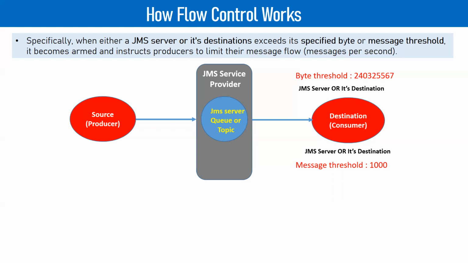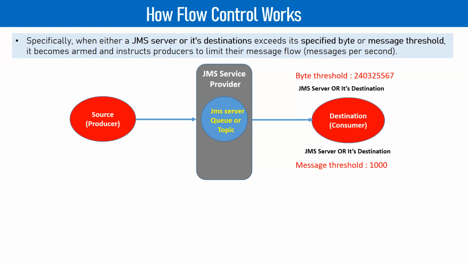Obviously the limit for the JMS server would be high, and for a queue it could be less, because all the queues or topics are targeted to the JMS server, and there could be different queues for different applications. So in such a situation, the total message threshold for your JMS server would be high, and for a particular queue it could be less.